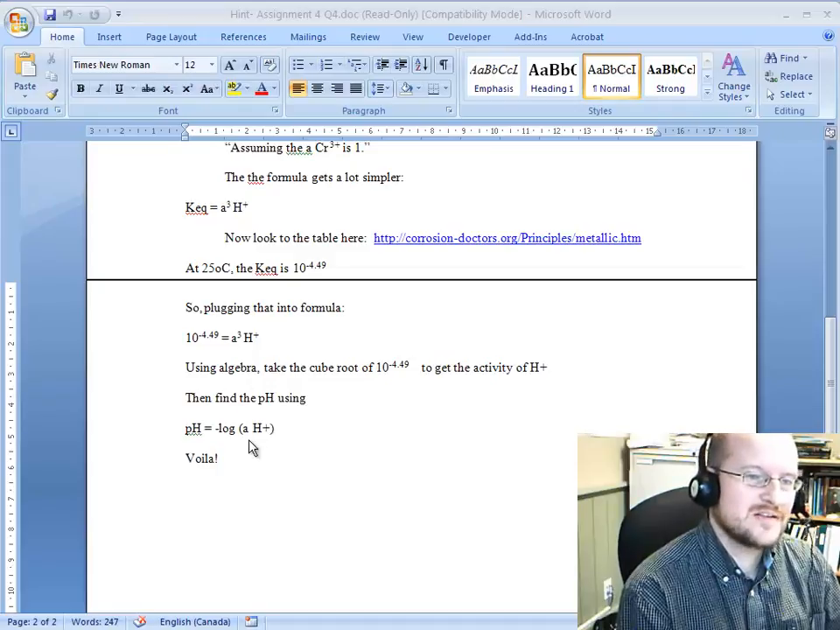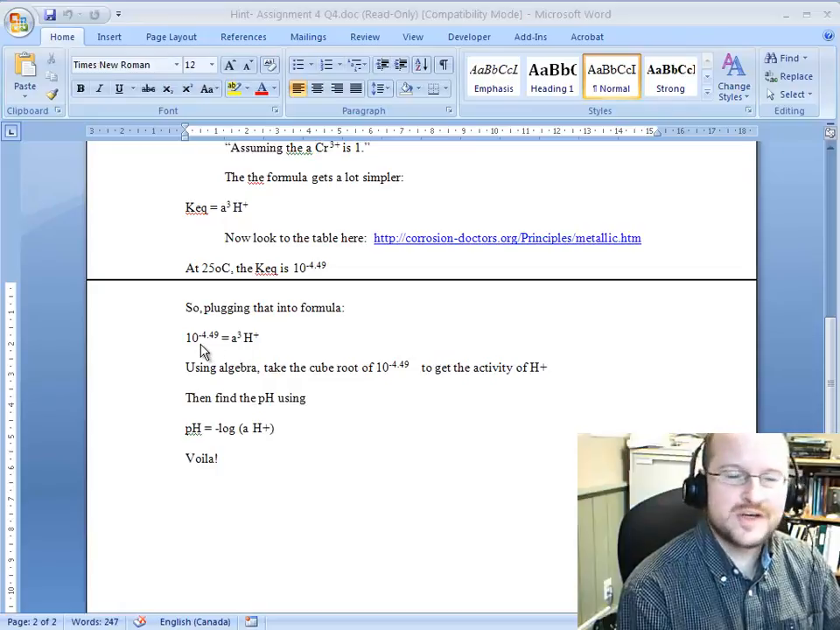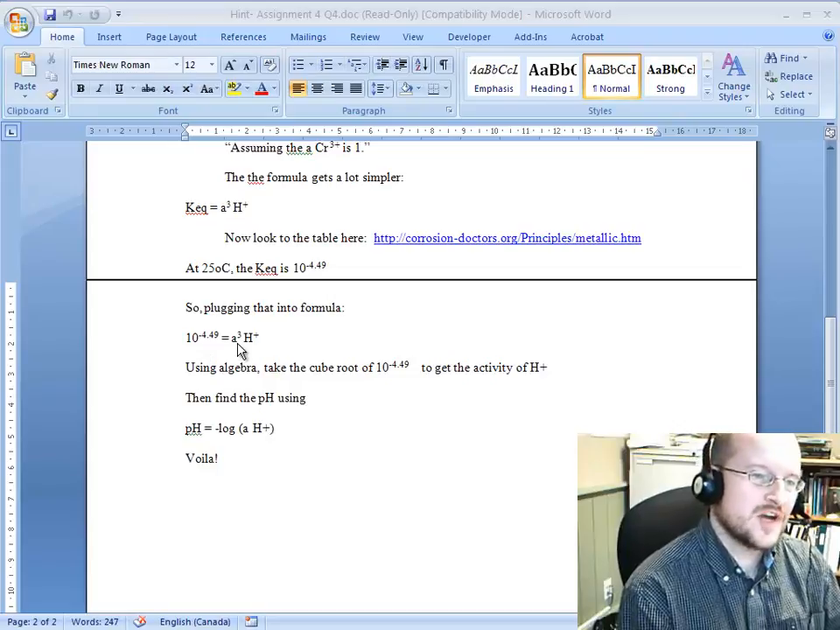So how are you going to isolate activity of hydrogen when you're starting with activity cubed of hydrogen? Well, you have to take the cube root of 10 to the minus 4.49. That's the same sort of thing as a square root, only now you're dealing with an exponent of 3 instead of an exponent of 2. So you've got to take the cube root. So how do you do that if you're new to a calculator?